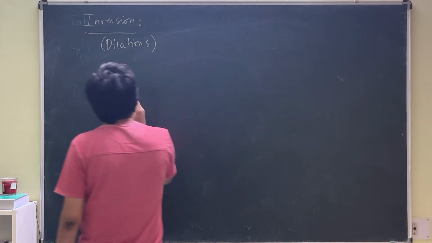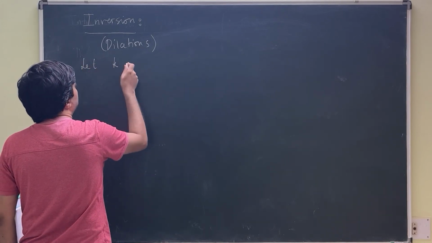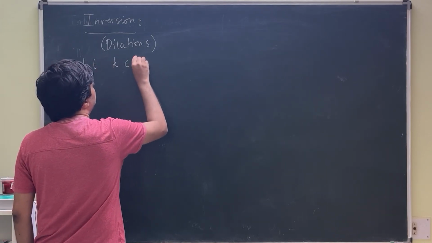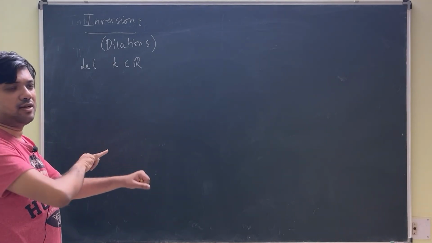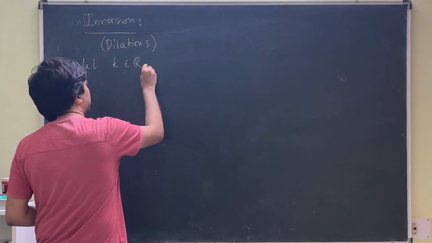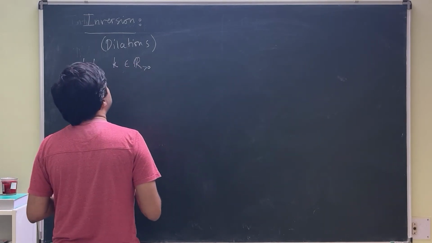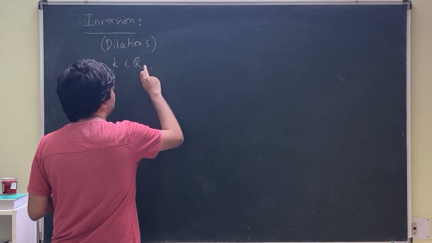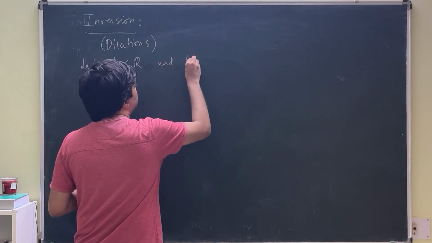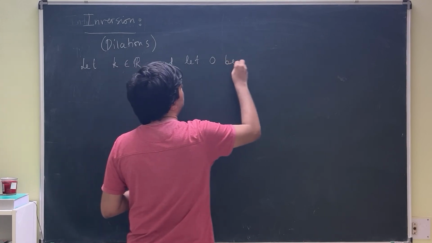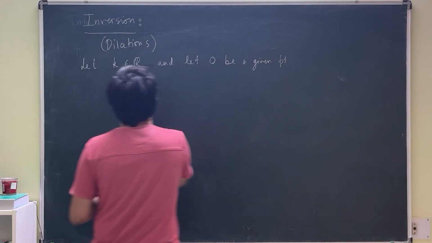Let k be a real number. For now we can assume it's positive, because if k is negative you generally think of it as a half turn and then a dilation. But let's keep it general: let k be a real number, and let O be a given point on the plane.